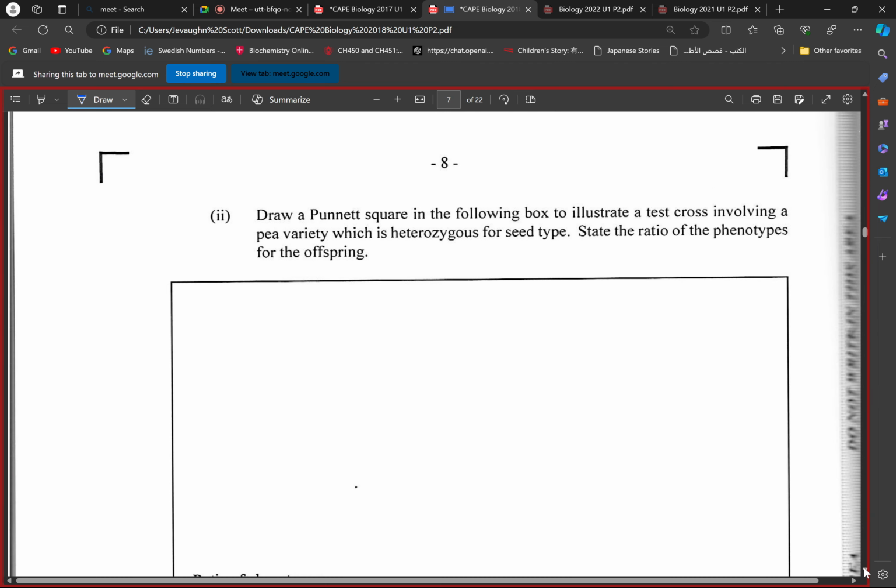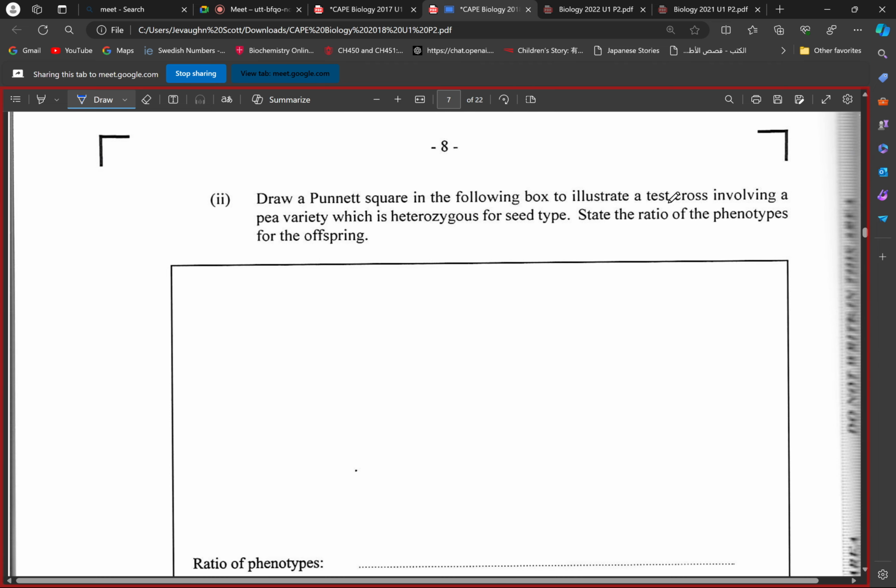The next question: draw a Punnett square to illustrate the test cross involving a pea variant which is heterozygous for the seed type. Generally how I interpret this question, we're looking at involving a heterozygous type. So it could be heterozygous with heterozygous, heterozygous with homozygous dominant, or heterozygous with homozygous recessive. We did heterozygous with homozygous recessive yesterday, so let's use heterozygous in this case.